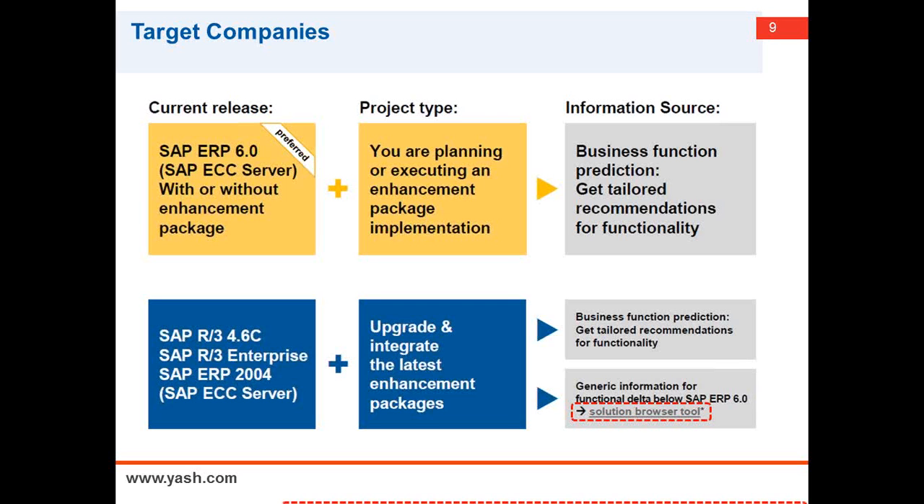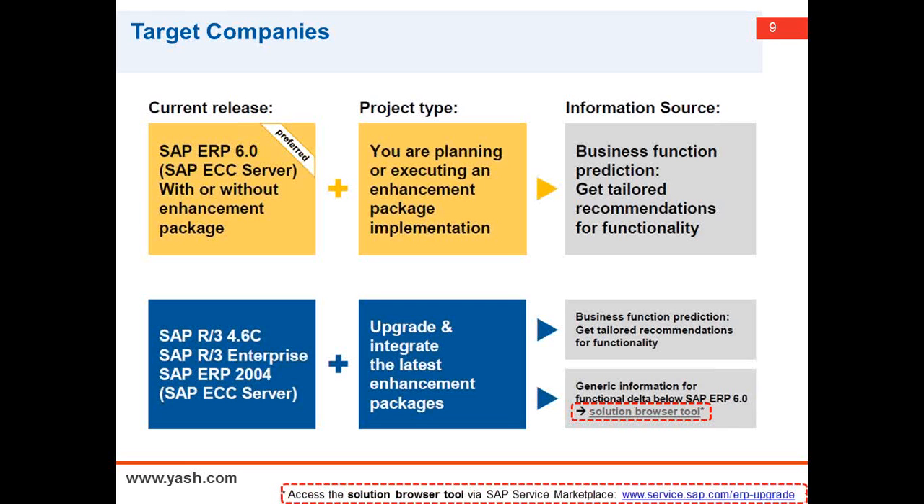We have seen a little information about business function prediction, how it really helps, and who the target companies are that must be looking at this. So, a summary of the new feature. The picture on the right-hand side is one of the screens where you will have the detailed information once you drill down to the required information in BFP, that is business function prediction. One of the new features is tailored recommendation.